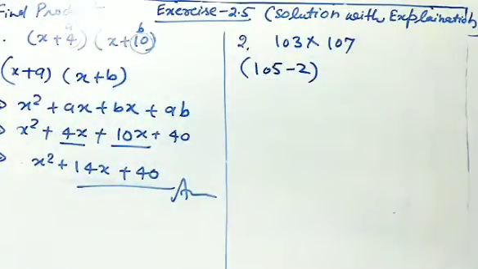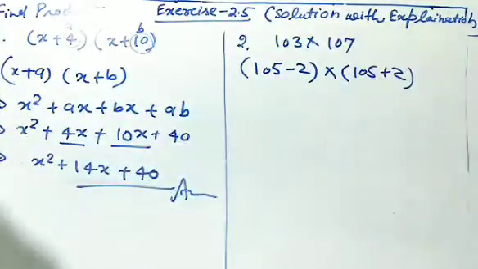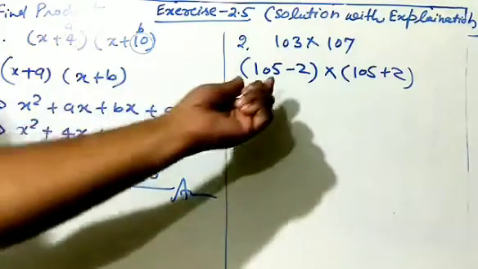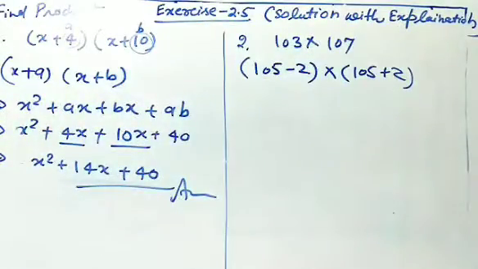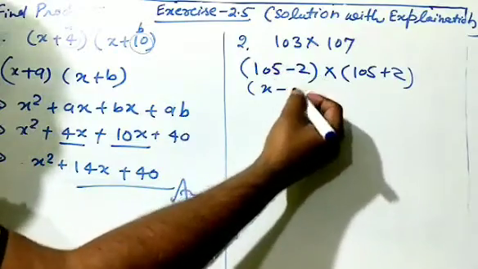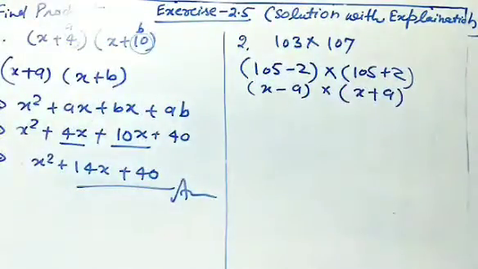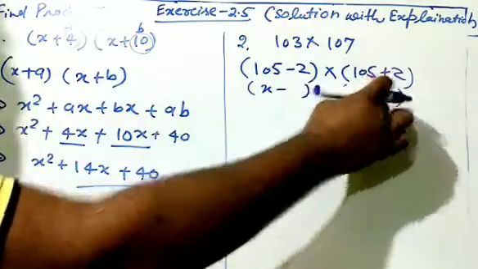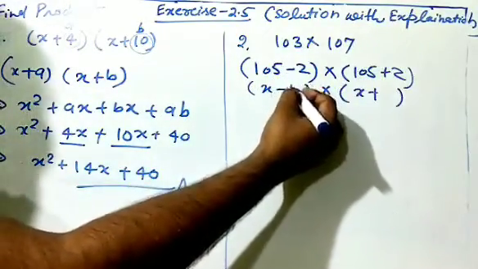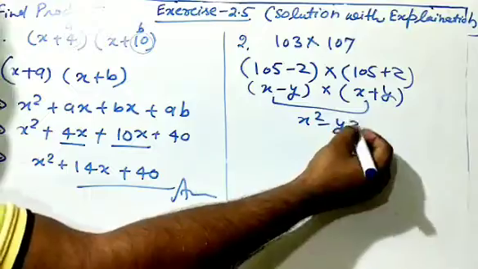It is 103, multiplied by 105 plus 2, which is 107. I am writing the question like that so the value 105 stays the same. So which identity? It is (x minus a) multiplied by (x plus a), or you can write the identity I told you earlier, (x minus y)(x plus y). Which gives x square minus y square.